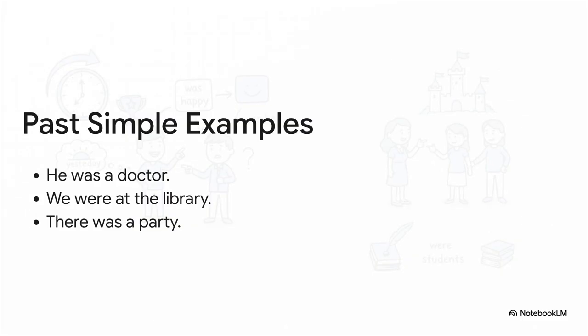Let's actually read through some of these affirmative statements together. Listen closely for the verbs and those past time markers. He was a doctor for 40 years. She was a Broadway star in the 1960s. We were at the library yesterday. There was a party last night. Do you notice how words like yesterday, last night, and the 1960s immediately tell us the action is completely finished? That's our exact cue to perfectly match was or were to our subjects.